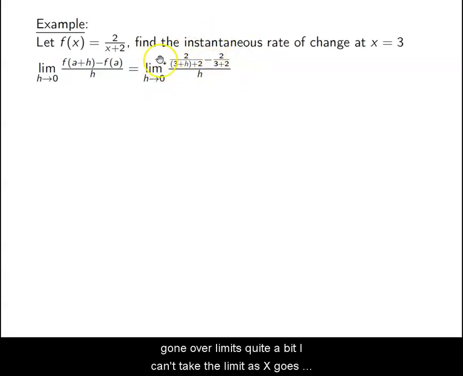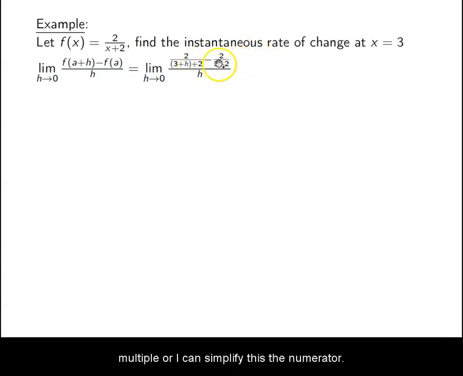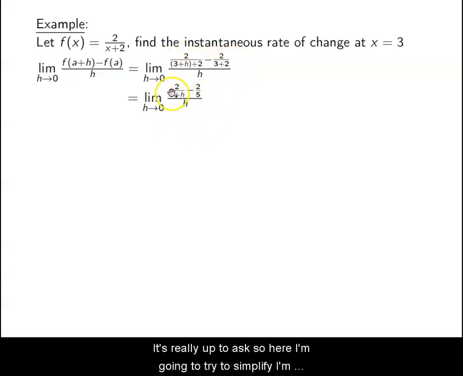So we've gone over limits quite a bit. I can't take the limit as h goes to 0 as it is because I'll get 0 in the denominator, which is not okay. So I've got to do a little bit of finessing. So I'm going to simplify this numerator. This is a complex fraction, so I can either multiply top and bottom by the least common multiple, or I can simplify just the numerator. It's really up to us. So here I'm going to start to simplify. I'm going to add the 3 plus 2.